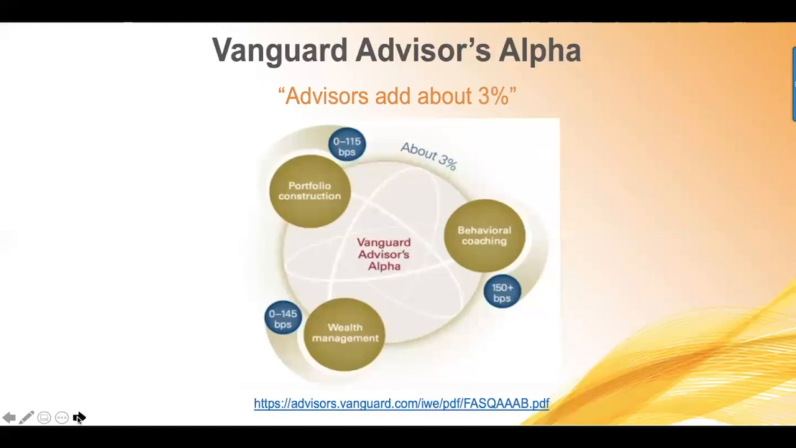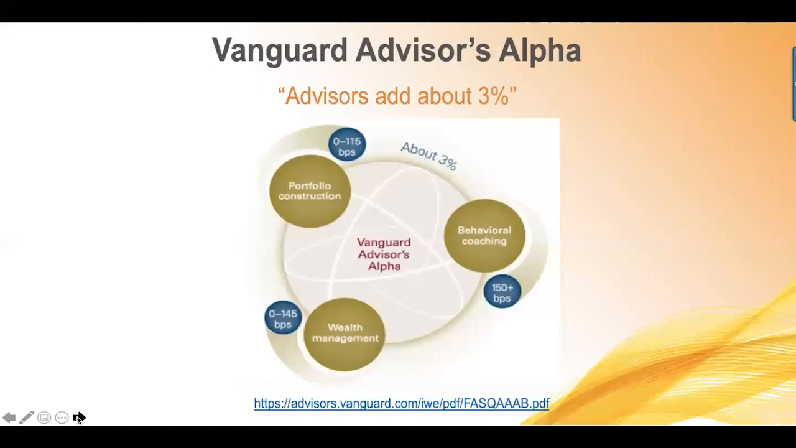And so if you look at how that's broken down, you get maybe about 0 to 115 basis points on portfolio construction, the fact that somebody's rebalancing and all the value that that brings. You get 0 to 145 basis points on wealth management. That could be incorporating tax planning, legacy planning, social security optimization. But that far right one, that's the biggest component. And what is that? 150 basis points for what?